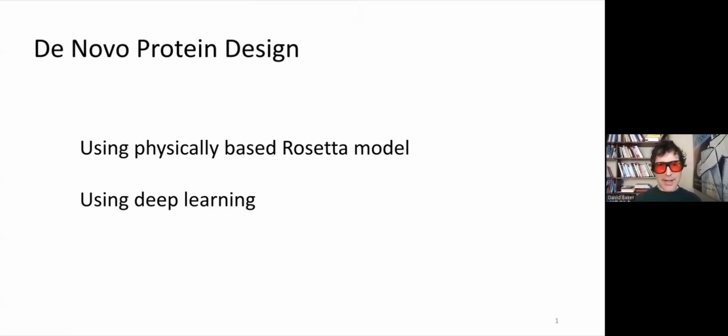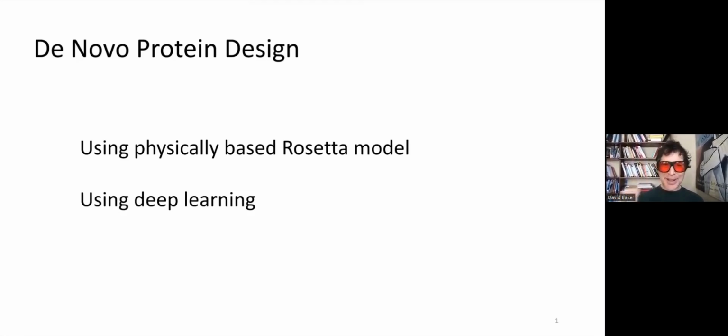Like Jose said, we've been working on designing proteins from scratch for quite a long time now. What that means is not elaborating on naturally occurring proteins, which is what protein engineering has largely consisted of. Everything I'm going to tell you about today, we're building from first principles.